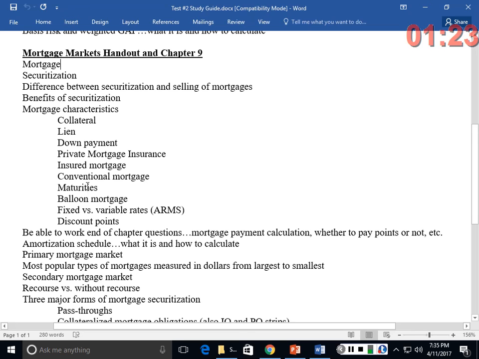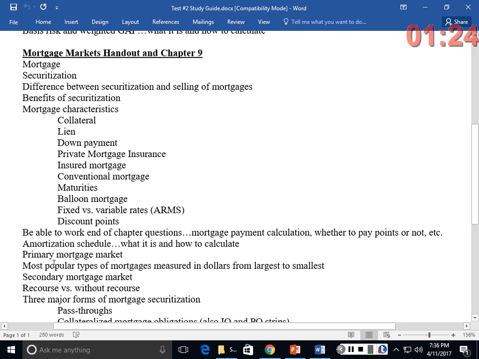The maturities of a mortgage. What is a balloon mortgage? The difference between fixed rate versus variable rate or adjustable rate mortgages, and discount points. What's the definition of discount points? Also, be able to work the end of chapter questions. You've got listed there mortgage payment calculations, whether to pay points or not. Also an amortization schedule. What is it? How do you calculate it using your financial calculator?